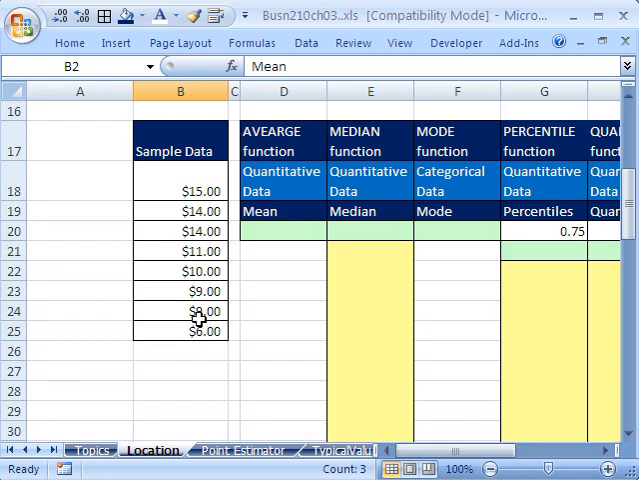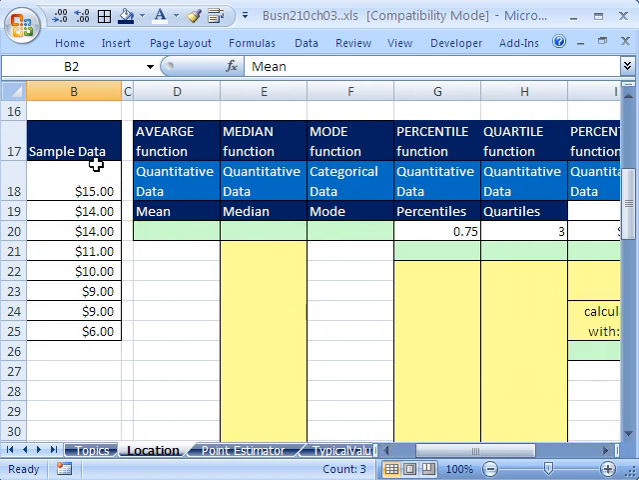All right, let's go ahead and just calculate each one of these things. We have a small data set here. So we'll just start off by calculating the mean, median, mode, percentile, quartiles, talking a little bit about what each one is, a basic example, and then we'll do some more comprehensive examples.